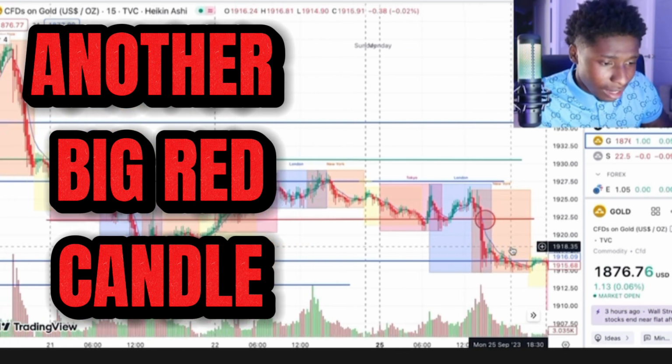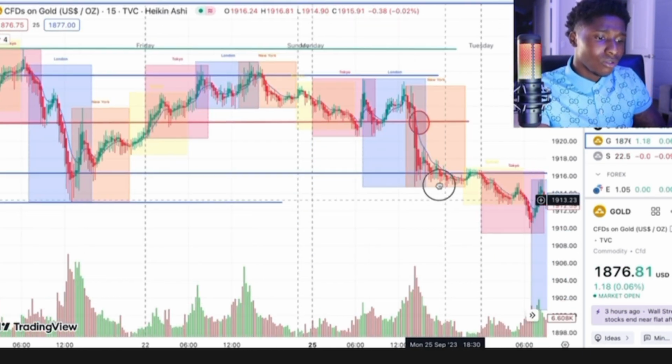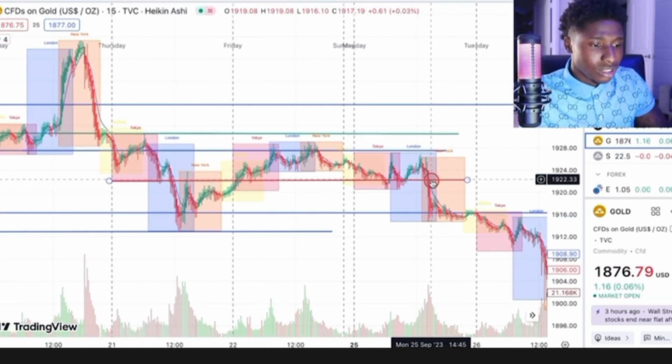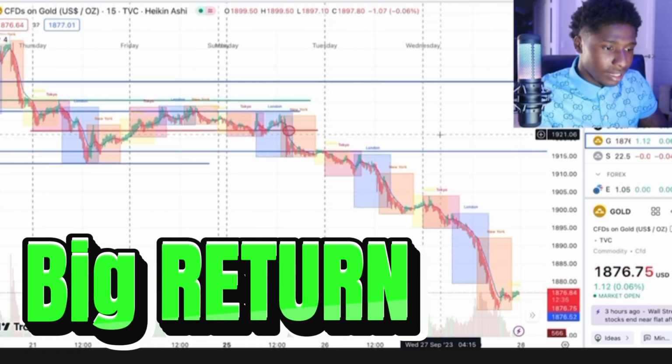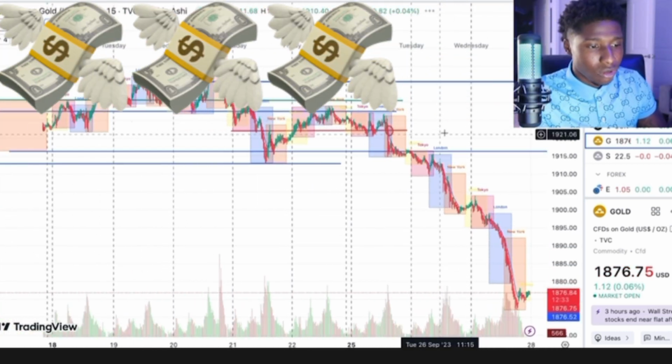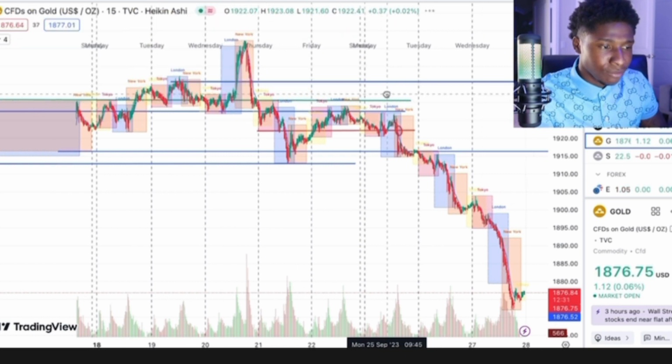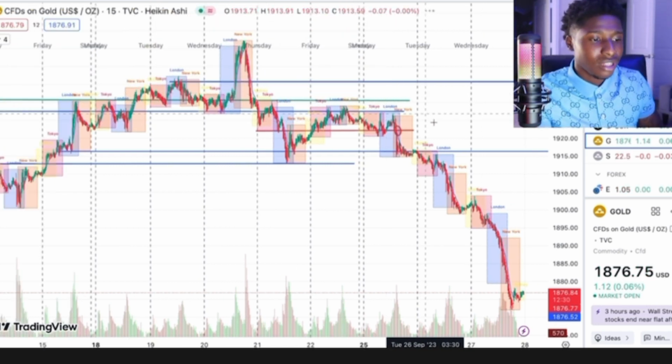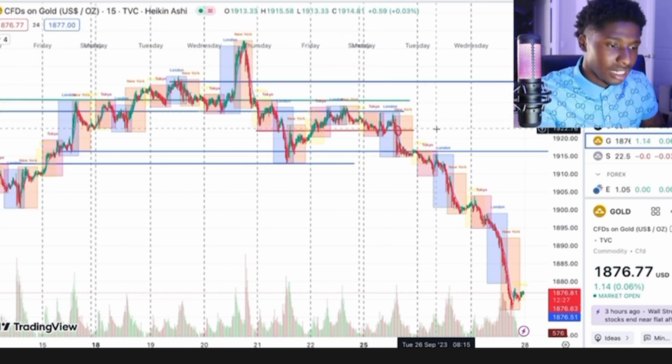And another red candle to support that. So now guys, as you can see, we're just going down all the way from here, and just look at all this money that you would have won if you took this down position, just because you drew out a couple of trend lines based off of the previous candlestick touching.